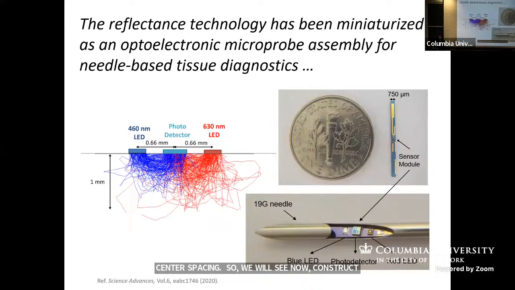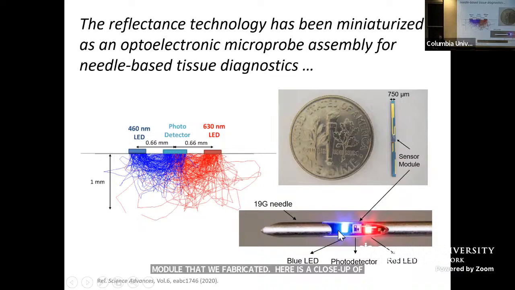And so these are just some photographs of the technology itself. So over here on the right-hand side is the sensor module that we fabricated. Here's a close-up of the module inside of the 19 gauge needle, the hollow needle. And here's a picture with those micro LEDs lighting up, obviously very bright. So we can turn on the red one, take a measurement very quickly, turn it off, turn on the blue one, take a measurement very quickly. And the idea is going to be to see if we can use this technology to replace the other technology.